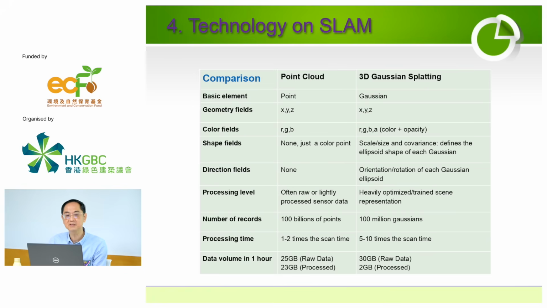So this is a comparison between the point cloud and the 3D-GS. Okay, the most significant is that it has not only RGB but also color and capacity. And then it also records the orientation, rotation. But in the point cloud, we don't have that. Later, I'll show you the orientation and the track record of our survey scanning. But of course, the disadvantage is the processing time is longer. It's longer, okay? But the data volume in 1 hour, you can see it has been reduced to 2G rather than 23G.